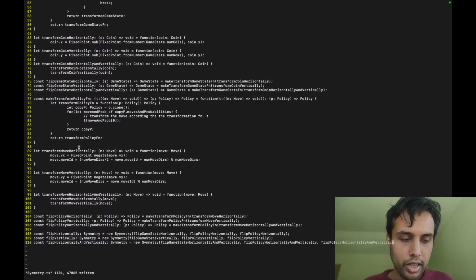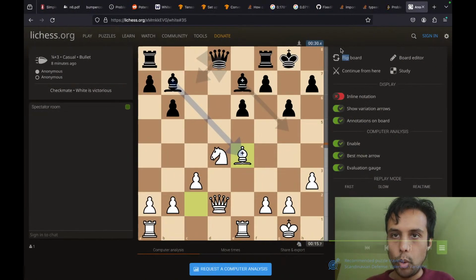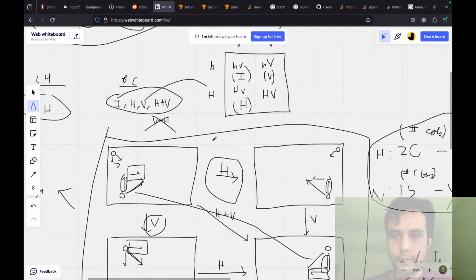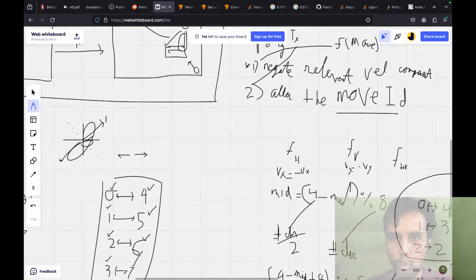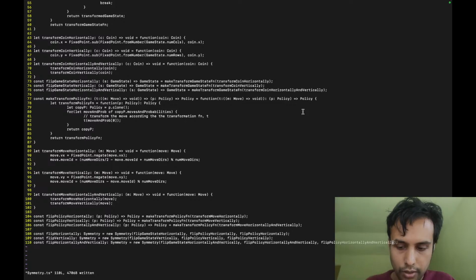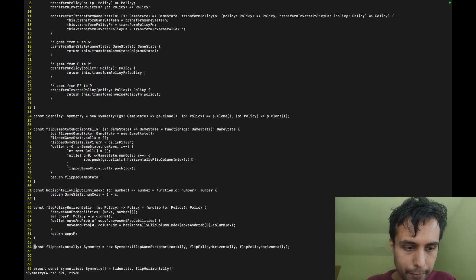And here are the functions that transform the move. They do 2 lines, step 1, step 2, where we negate the relative components, and then we also have to correspondingly make sure the move IDs match the new velocity. Step 1 and step 2, which I described right here, we have to do for everything to transform the move. Okay, good. Now let's go to the next one, right?